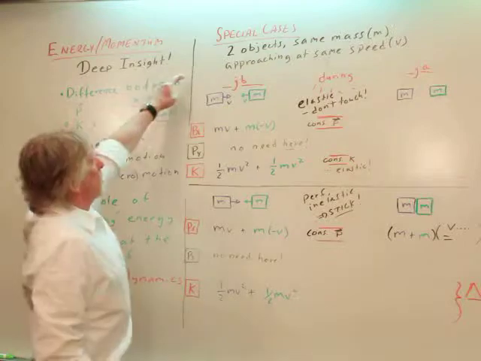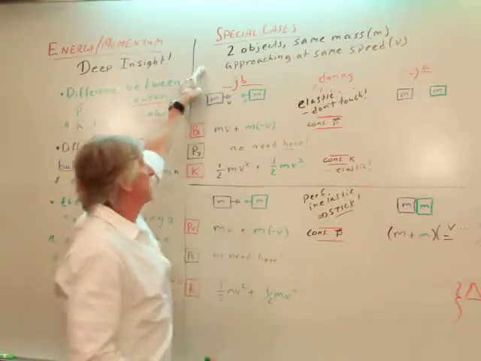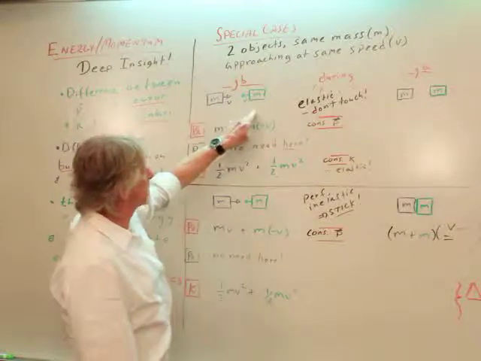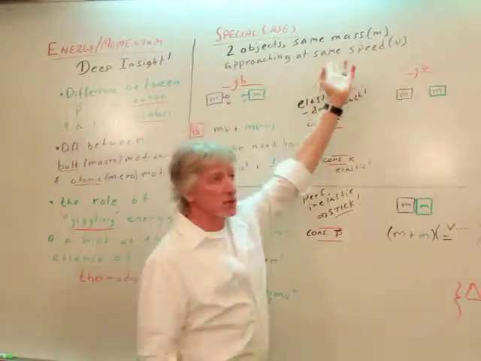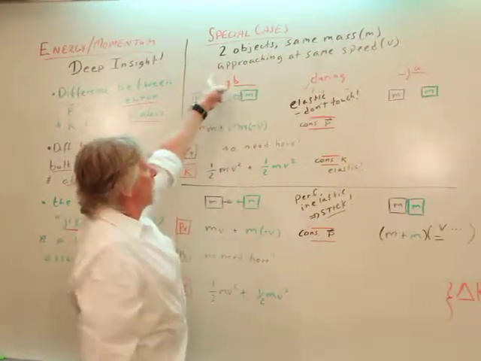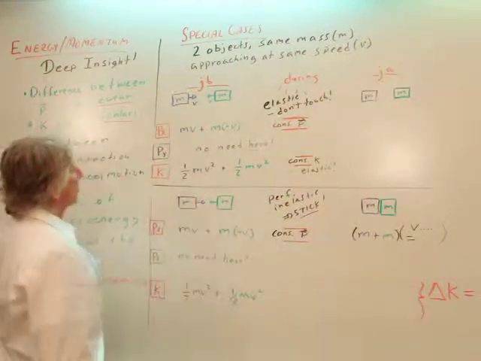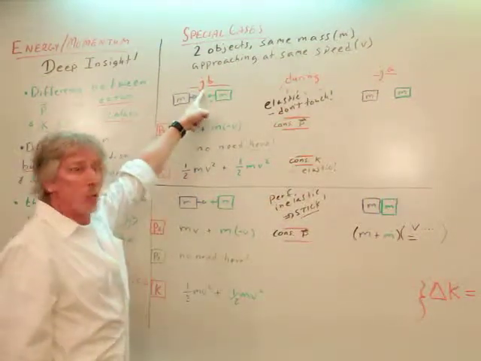Okay, so we've got some special cases here that we're going to use to pull this out inside out. We've got two objects coming in. They've got the same mass, so just call it m. No sense calling it ma and mb if they're the same. They're approaching at the same speed, not direction. Okay, so here I've got the picture for just before.